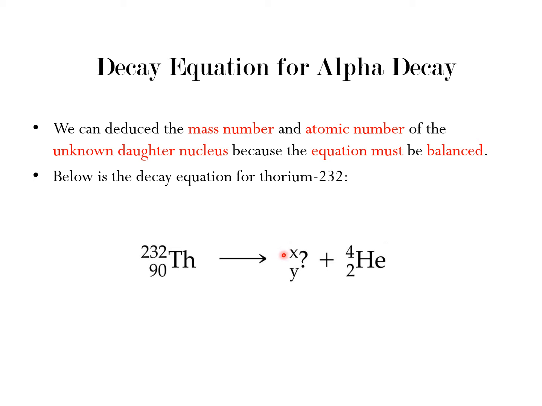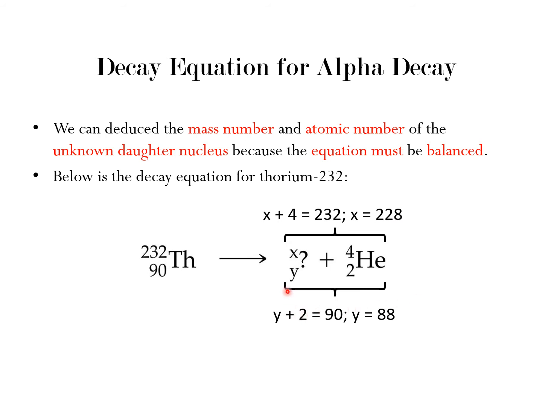So to find the value of x, which is the mass number, and y, the atomic number, for the unknown daughter nucleus, we can perform a simple math. So here x plus 4, which 4 is the mass number for alpha particle, equals 232, which is the mass number for the thorium. So the value for x is equal to 228. Same goes for y. y plus 2 is equal to 90. So 2 is the atomic number for alpha particle and 90 is the atomic number for thorium. So y is equal to 88.